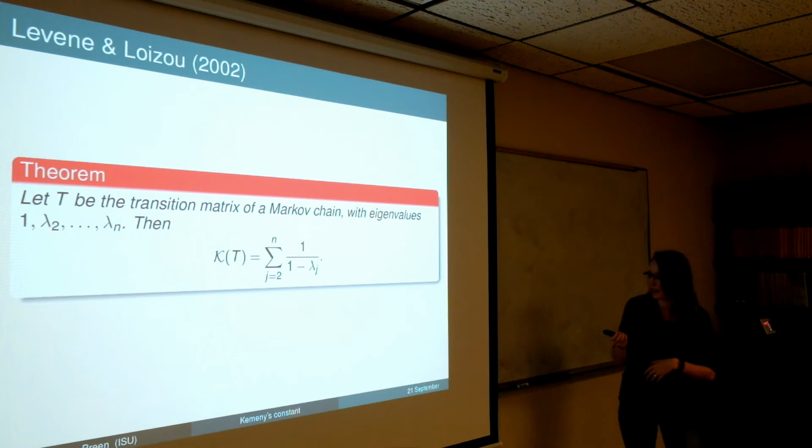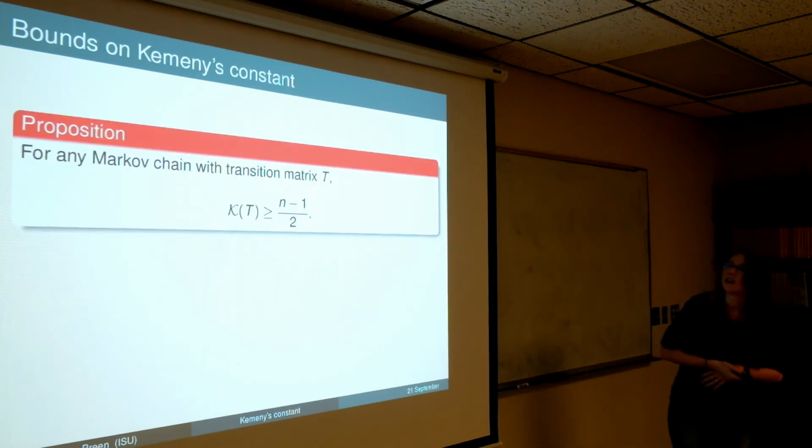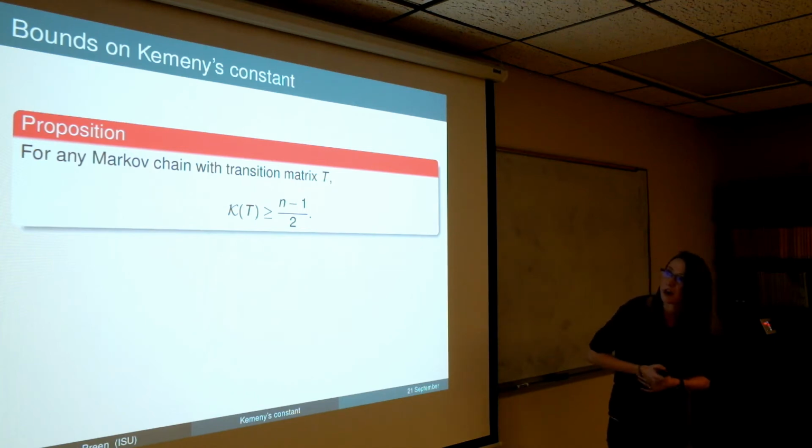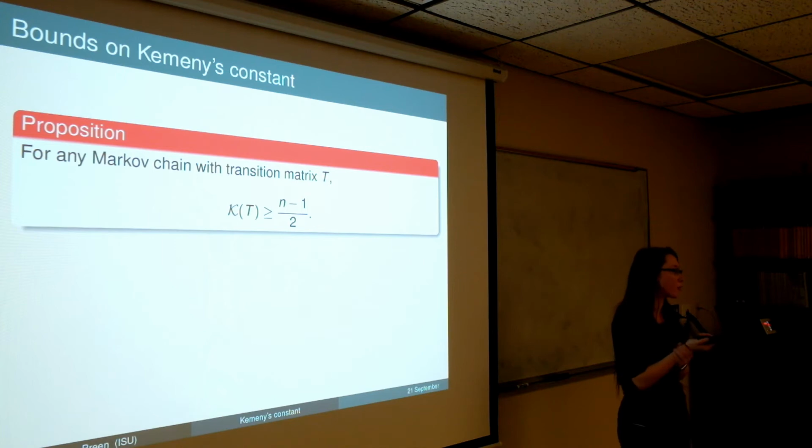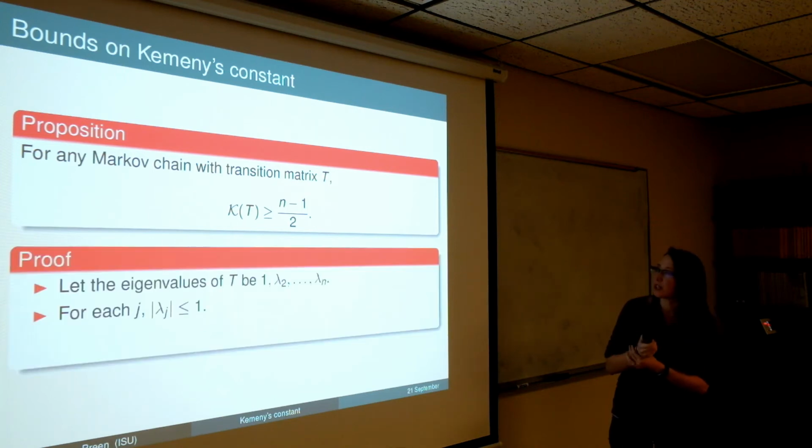So for example, using this expression, you can show that if you've got a Markov chain on n states, Kemeny's constant will be bounded below by (n minus 1) over 2. And the proof of this is pretty simple.